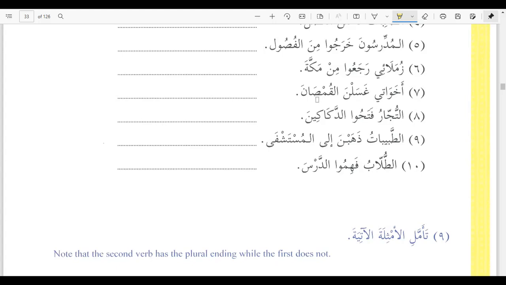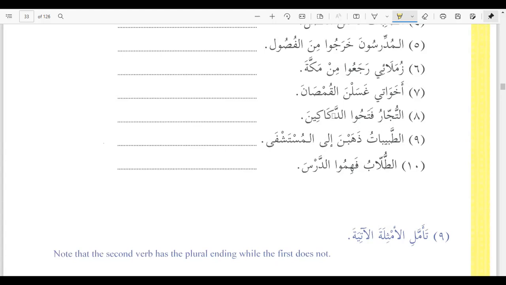So number 8, shirts. At-tujaru fatahud dakakina. The merchants opened the shops. Yes, sir. At-tujaru fatahud dakakina. The merchants opened the shops, not their shops.